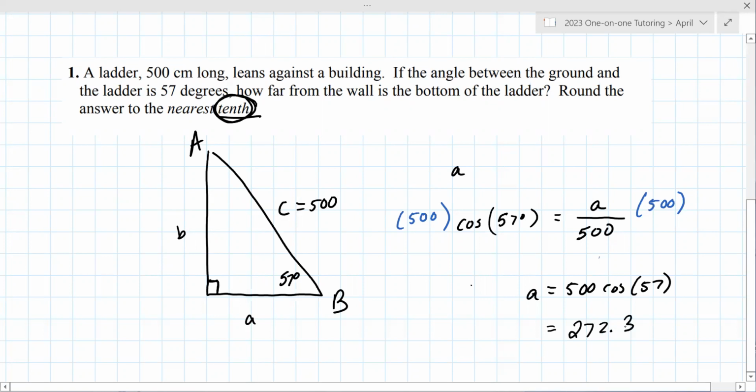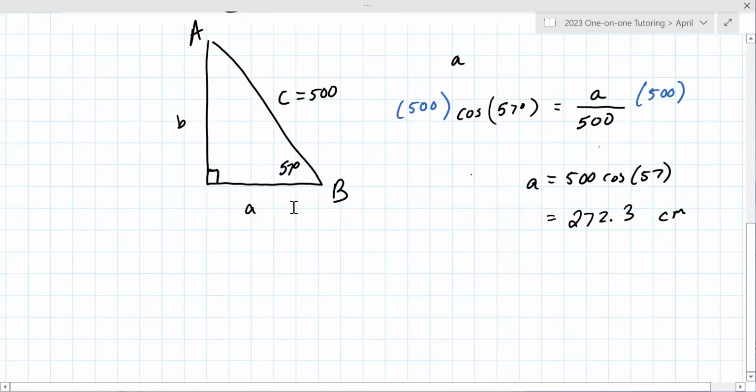272.3. Okay, and what are the units here? What are the units of length in this problem? Centimeters. Centimeters, very good. Now, let's say I wanted you to also find B. What are the two ways you can find B in this problem? Angle B or side B? Side B. You do the Pythagorean theorem. That's right. 500 squared minus 272.3 squared, and then square root. So side B can be found using Pythagorean theorem, or you can use sine or even tangent, I suppose, if you wanted.